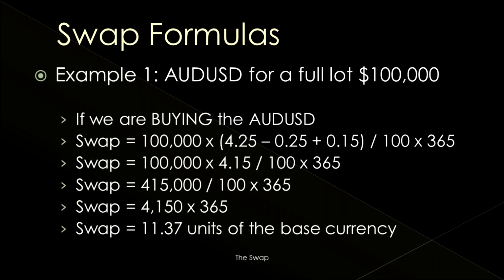Right, so here's an example of the Aussie dollar, US dollar for a full lot of $100,000. If we're buying the Aussie USD, the swap is 100,000 times 4.25 minus 0.25 plus 0.15, divided by 100 times 365. And basically, the formula works out then to 11.37 units of the base currency.